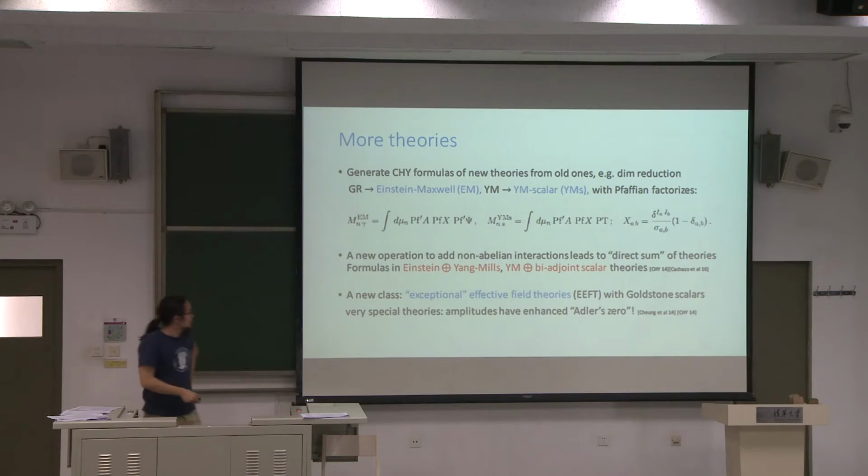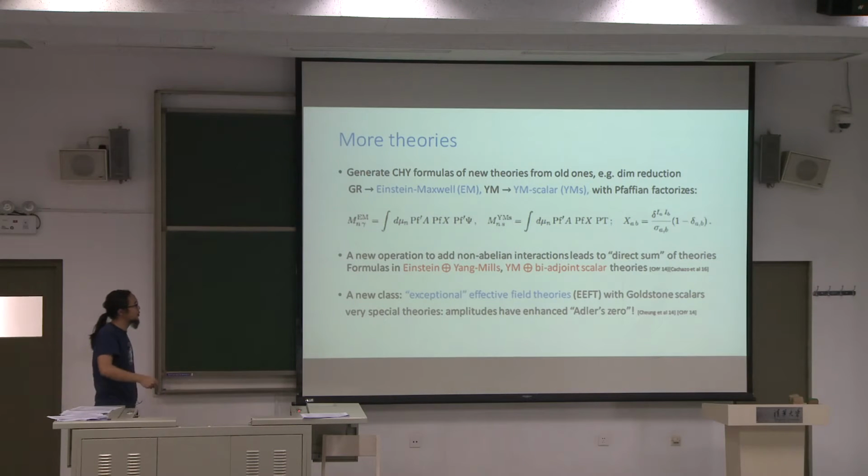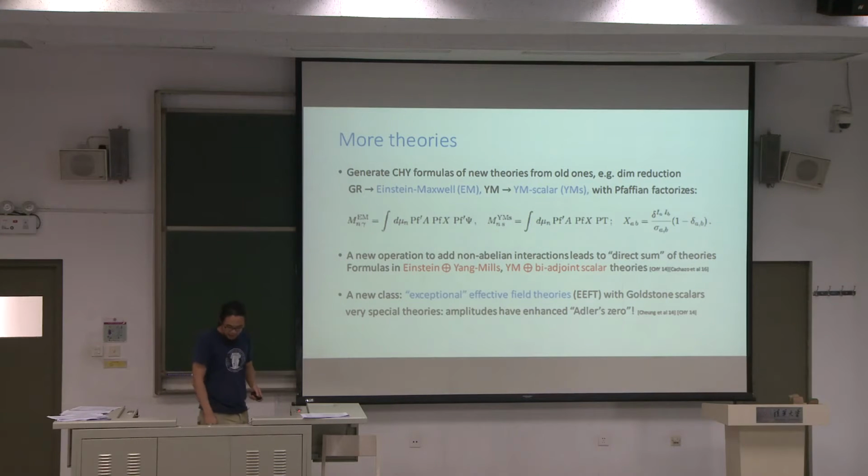Okay? So these are very trivial operations, but there are some very interesting operations to generalize this actually to Einstein-Yang-Mills theory and also Yang-Mills theory coupled to this bi-adjoint scalar theories. I won't list their formulas here, just saying that there's a well-defined operation acting on CHY formulas to get them. And most important, this is actually exceptional effective field theories that I want to discuss. They are some effective field theories of Goldstone scalars that have some very special property. Namely, if you take one of the momenta of the particle to be soft, the amplitude vanishes to some power, this so-called enhanced Adler zero.